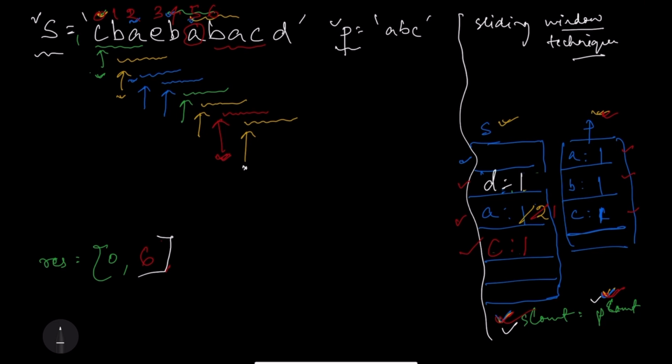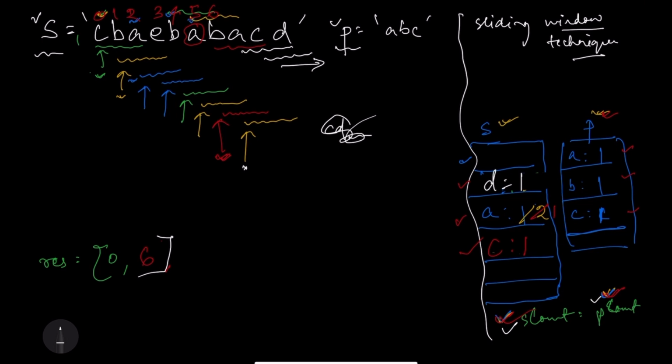We cannot move the window further. Like we are at this point, we cannot move the window further because we don't have another element, like C and D. So this is our approach for the sliding window technique, like how to find all the anagrams in a string. So let's code it.